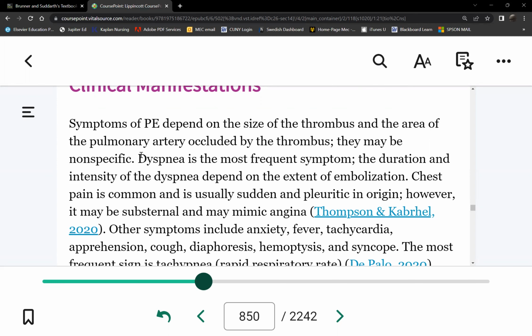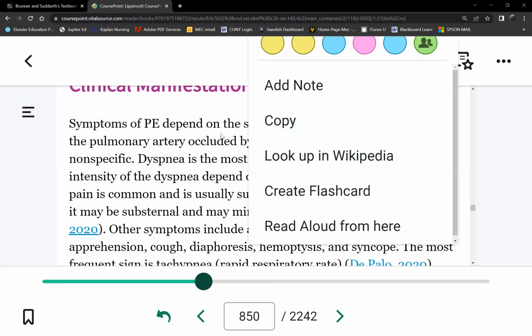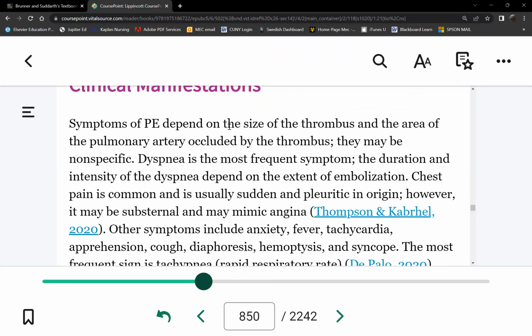So dyspnea, although it says here frequent, some patients may not have it. Some patients with low risk PE may just say, I don't feel good. Like, I know something's wrong. They have that sense of impending doom. That's the only symptom they'll have. Then they'll come to the ER because of that. Of course, we don't say, are you just paranoid? Okay, we run tests because sense of impending doom is a common manifestation of PE.